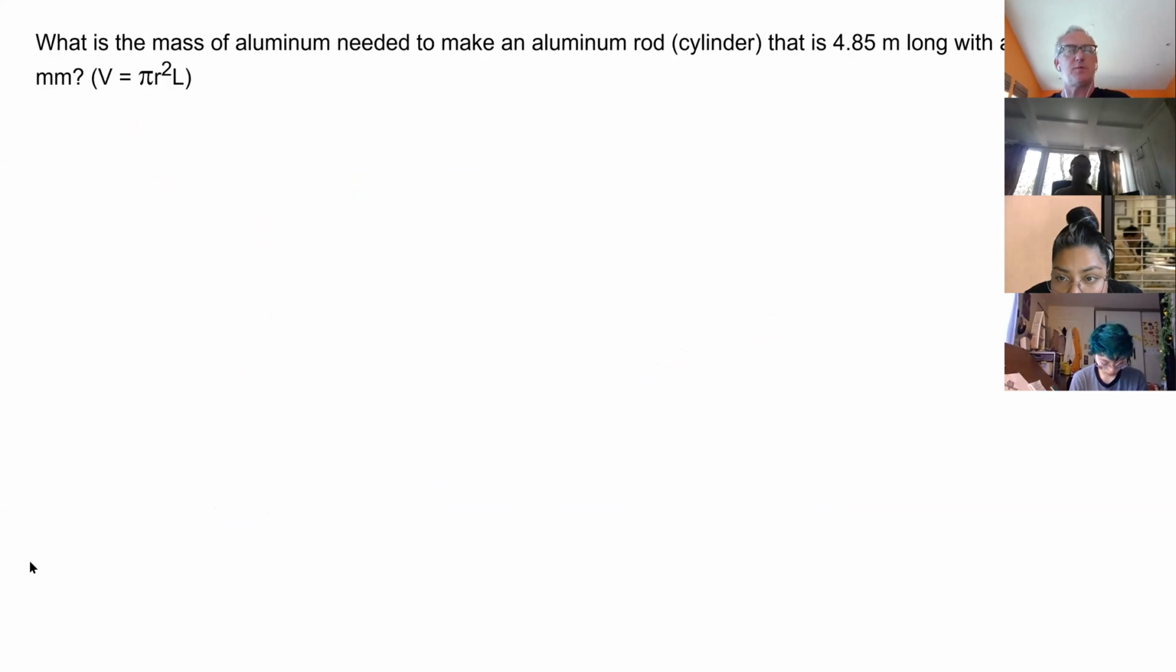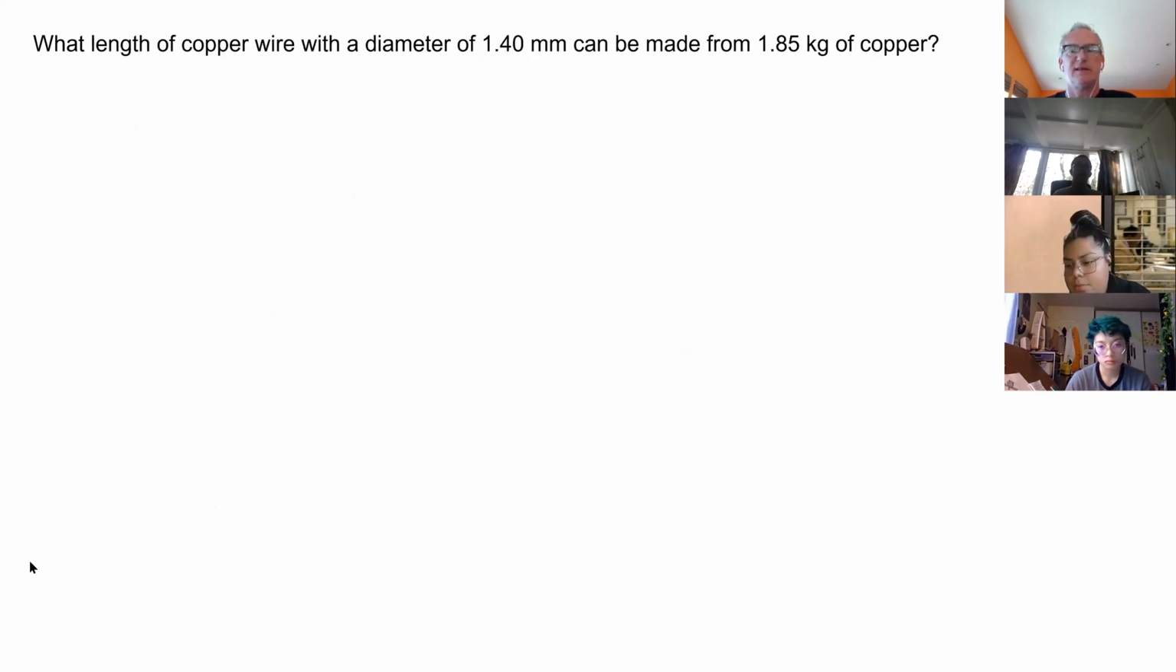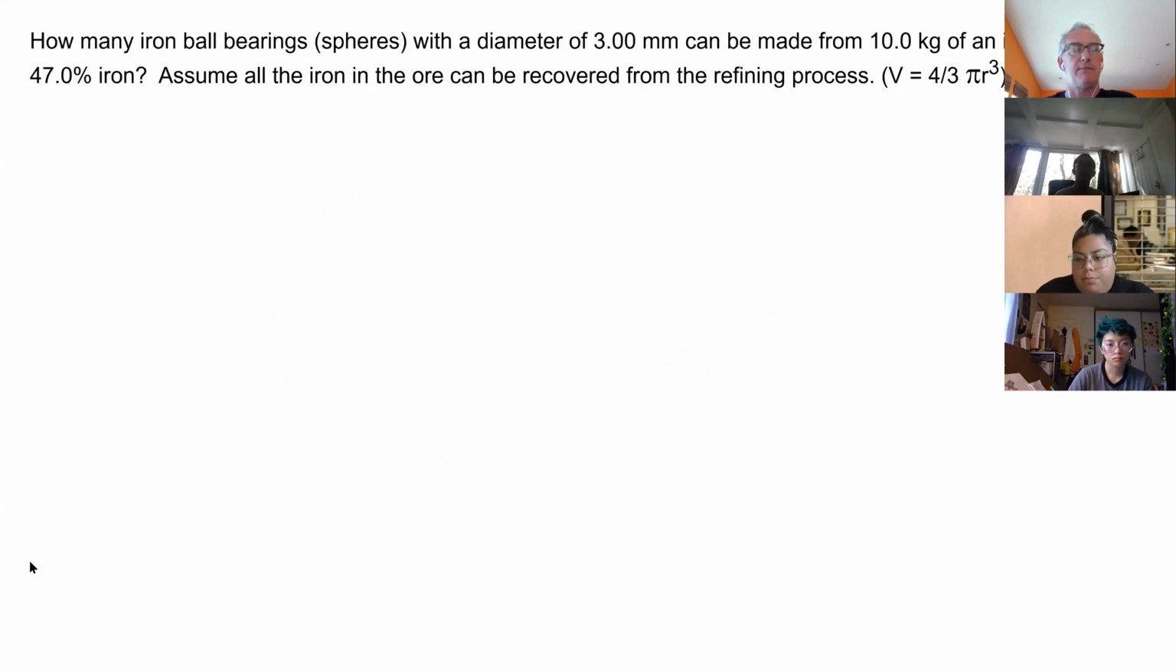So which one do you want to do? There's mass of aluminum to make a rod. This is basically the same question, length of copper wire, and ball bearings made from iron. A question? Yeah, go ahead. Does pi mean infinite? Use as many significant digits as you want.